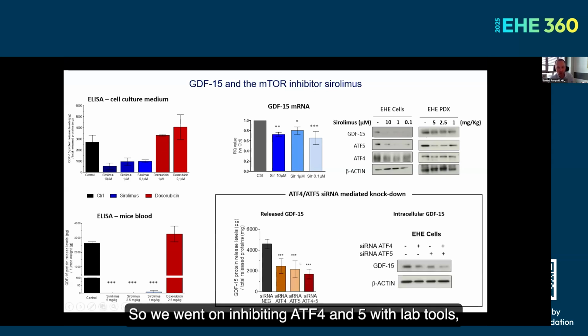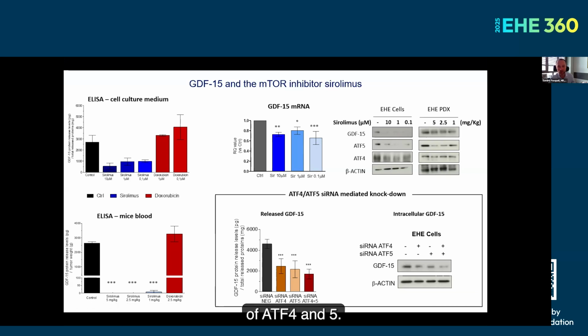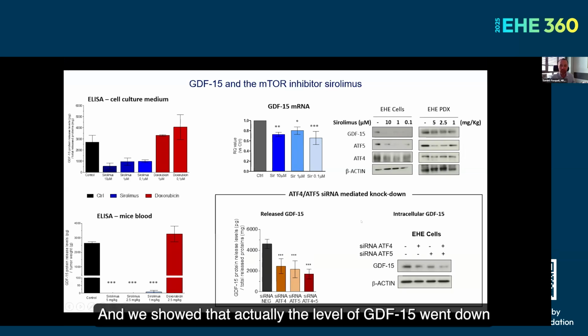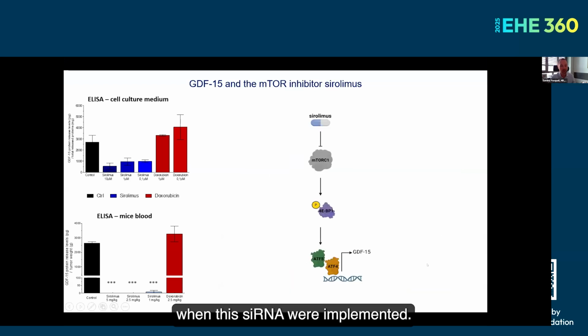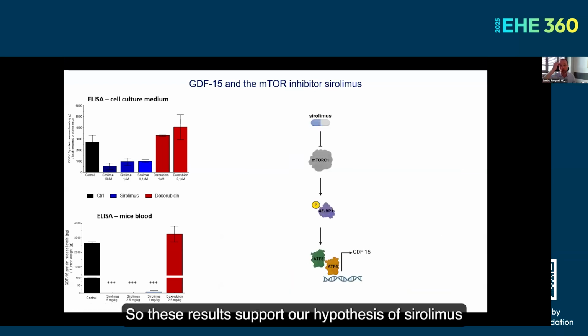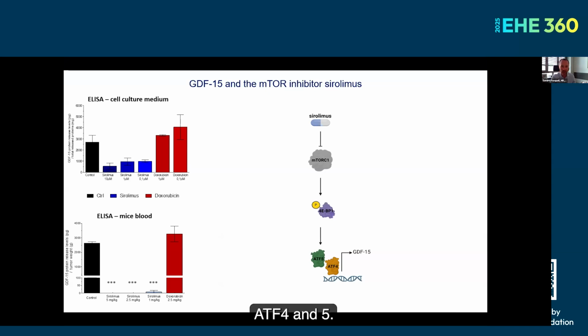So we went on inhibiting ATF4 and 5 with lab tools, which are called siRNA, that can block the expression of ATF4 and 5, and we showed that the level of GDF15 went down when these siRNA were implemented. So these results support our hypothesis of sirolimus modulating GDF15 through the transcription factors ATF4 and 5.